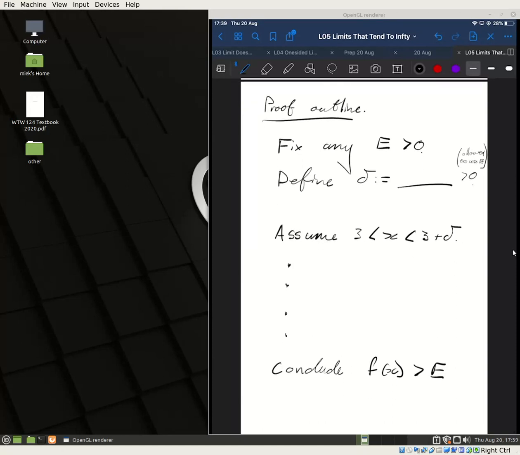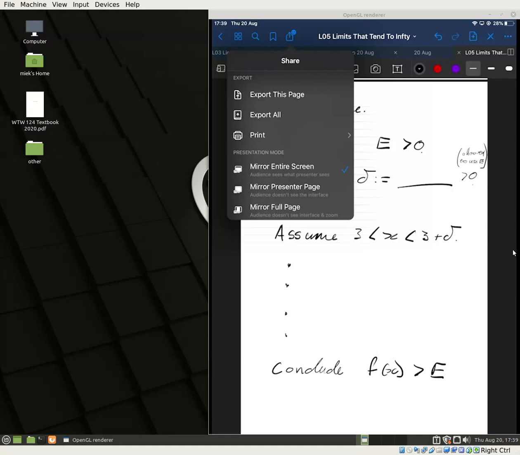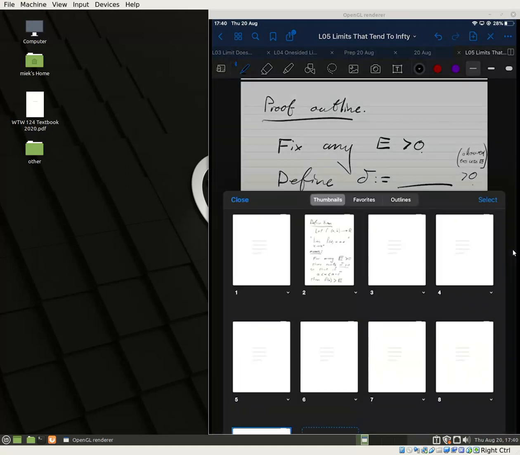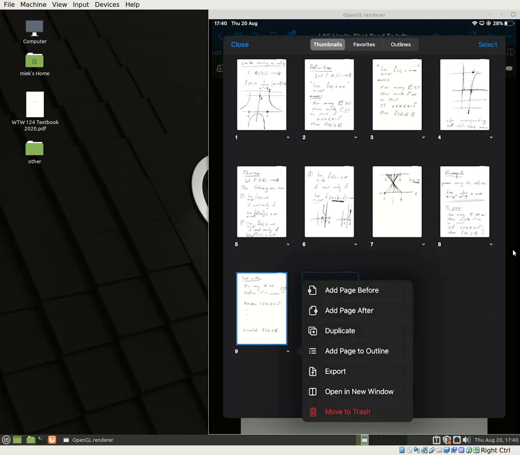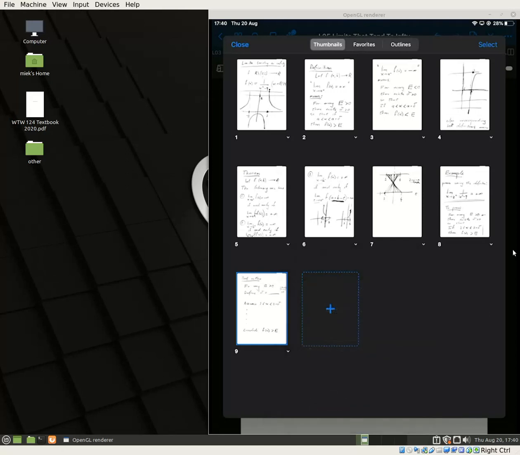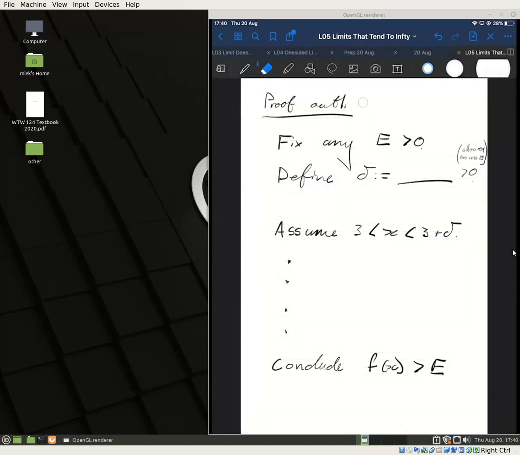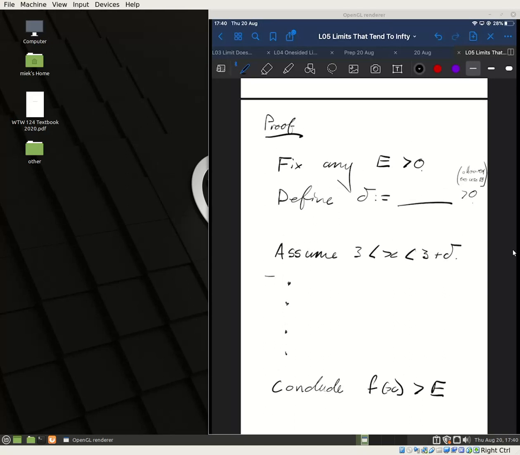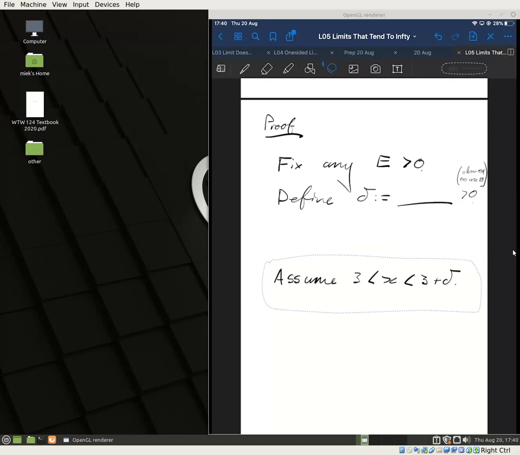Okay, so now let's start filling out our details. I'm going to duplicate this page so that we can fill out our proof. So this is now our proof for real. Okay, let us start over here. I'm going to delete this, and I'm going to move this down a little bit that way.